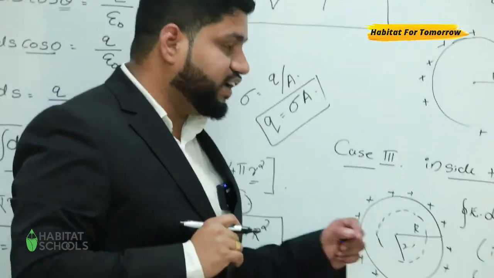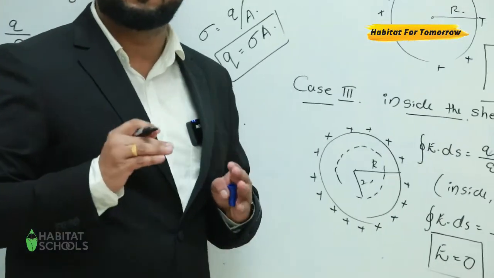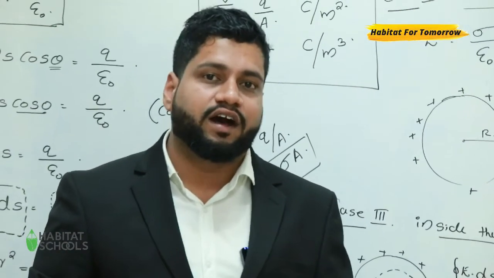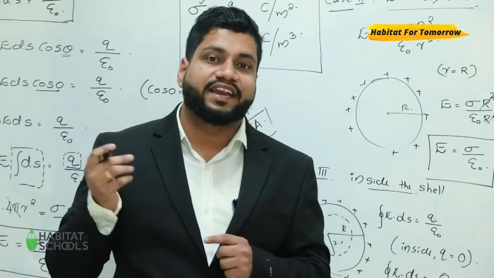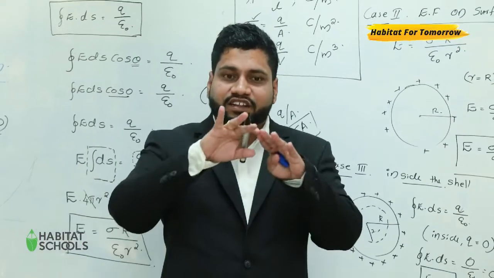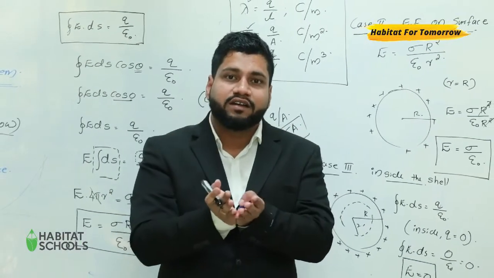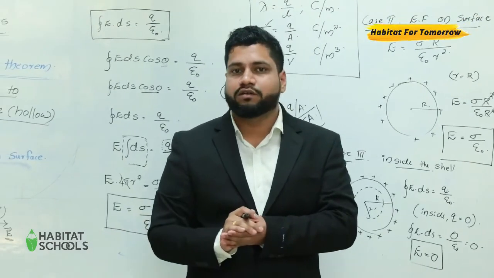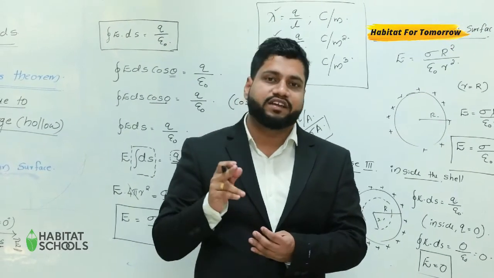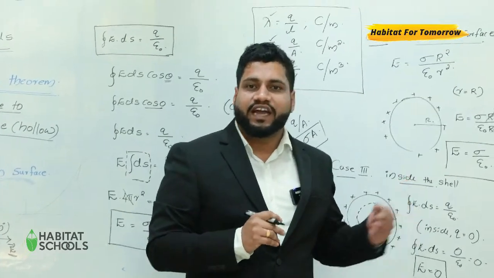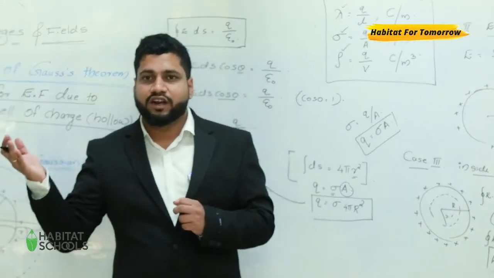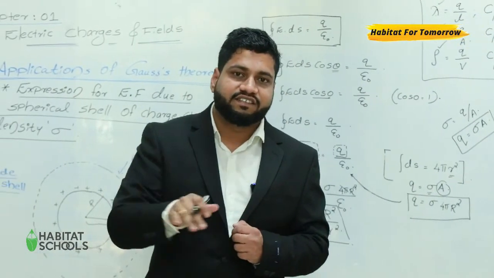Application of this electrostatic shielding: it is very safe to sit inside a car during the time of lightning and thunder. At that time charge is distributed on the surface of the car, then inside there is no charge, so it will not affect with any shock. That is one of the practical applications of electrostatic shielding. So these are the three cases: outside the shell, on the surface, and inside the shell.